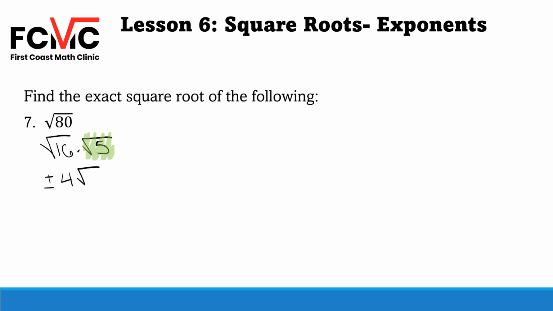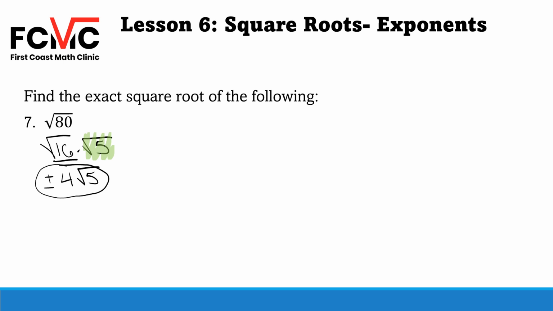So it just stays square root of 5. So my answer here is going to be positive and negative 4 times square root of 5. Okay, so that's the easiest way to do it. If you identify the square root of 16 right away, you're going to have the least amount of steps to do. But all right, what if you do this a little bit differently?